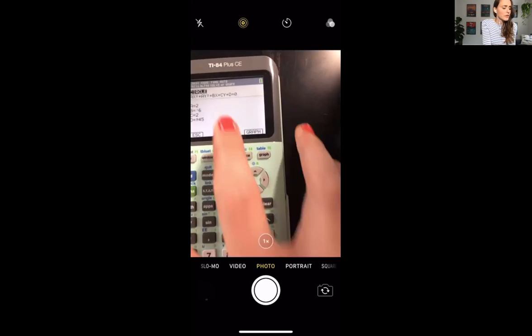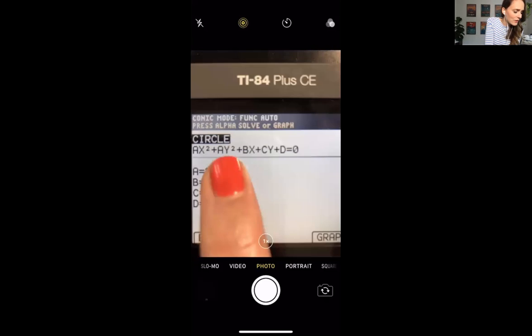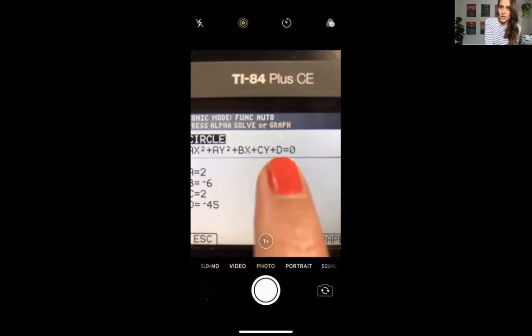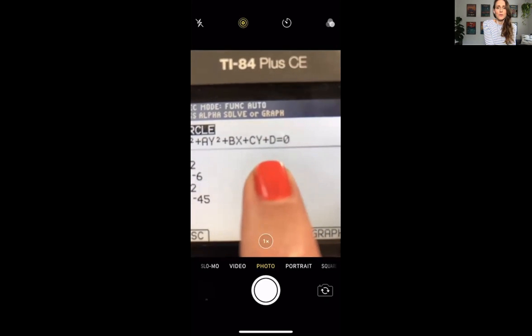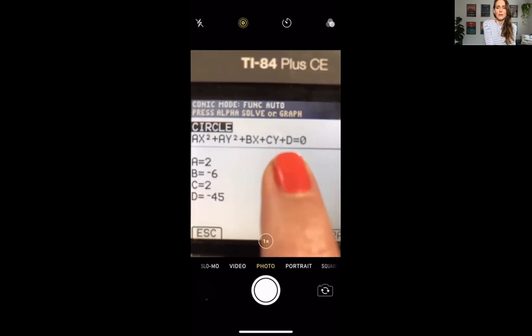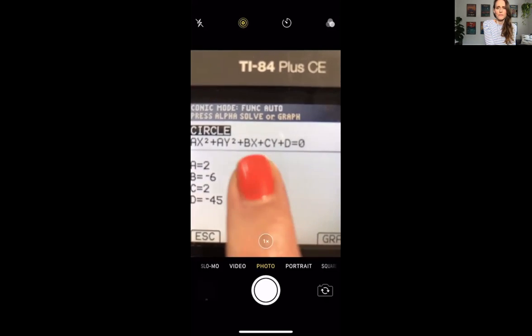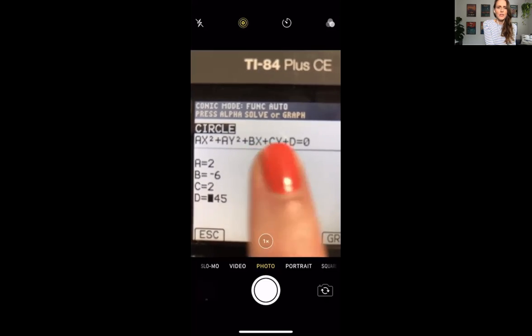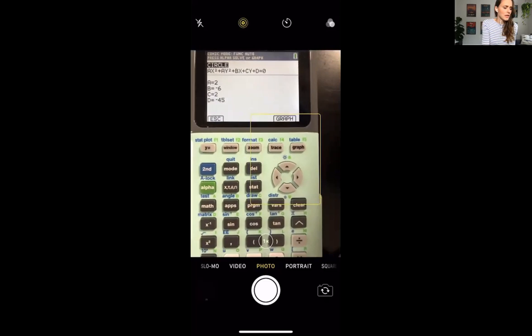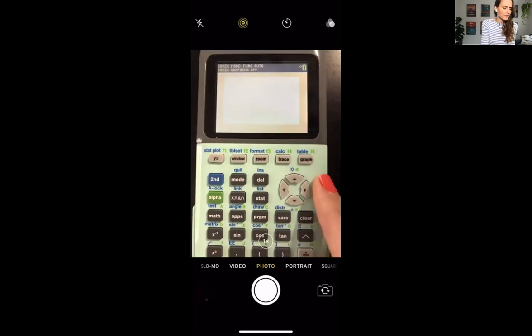So you have to be careful here. The equation that they give you in the calculator is equal to 0. The equation that they gave you in this question was not equal to 0. So you have to move that 45 over to the left-hand side, so we're subtracting it from both sides. Now we're going to press graph.